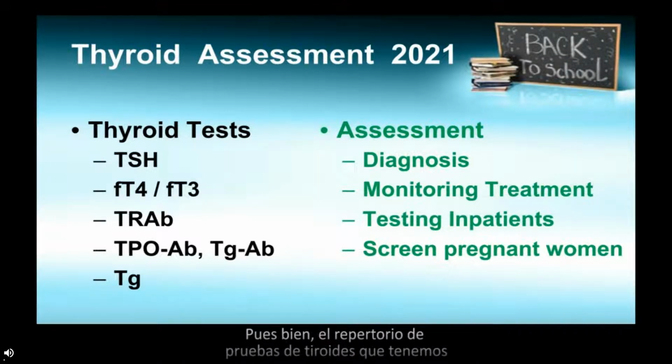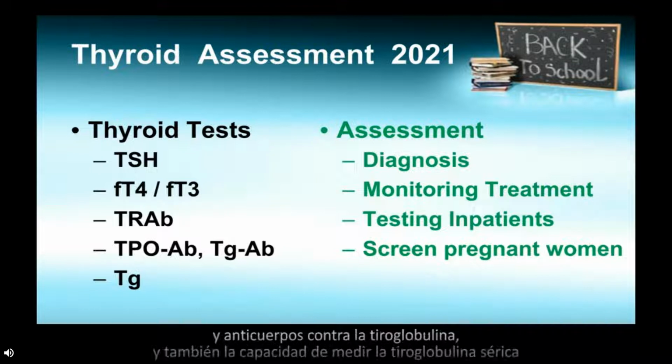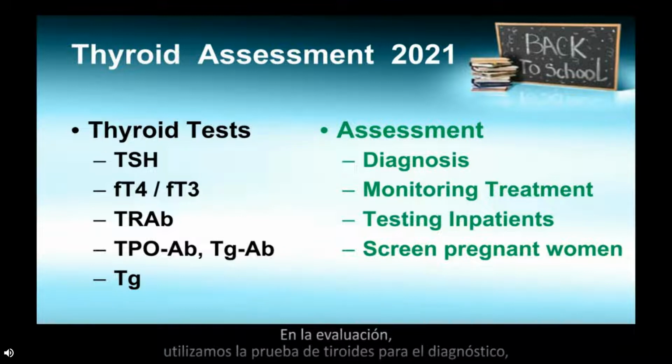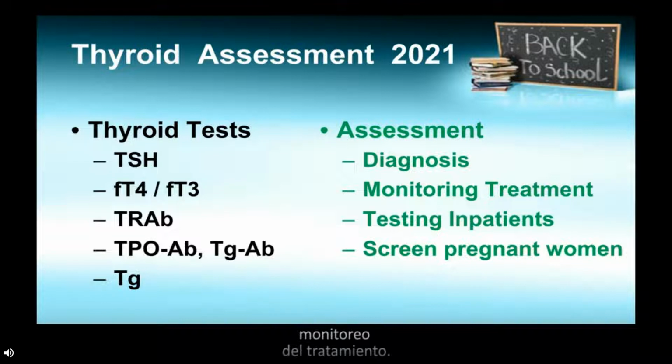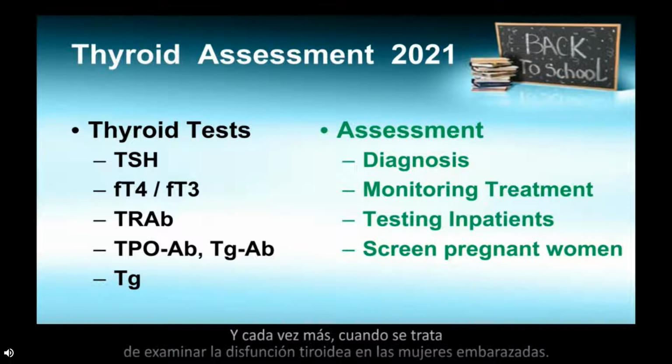Well, the repertoire of thyroid tests we have includes the thyroid hormones, TSH, free T4 and free T3, which has largely replaced total hormones. We have the antibodies, right? TRAb, TPO antibodies, and thyroglobulin antibodies, and also the ability to measure serum thyroglobulin for patients with thyroid cancer monitoring. In the assessment, we use the thyroid test for diagnosis and monitoring treatment. There are some caveats when we test inpatients, and increasingly the case is to screen pregnant women for thyroid dysfunction.